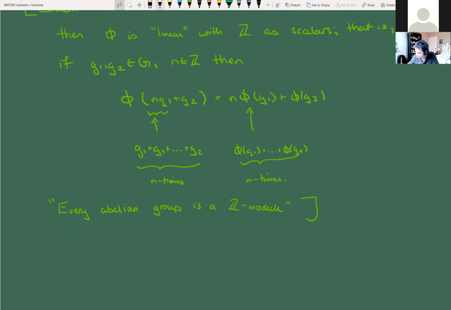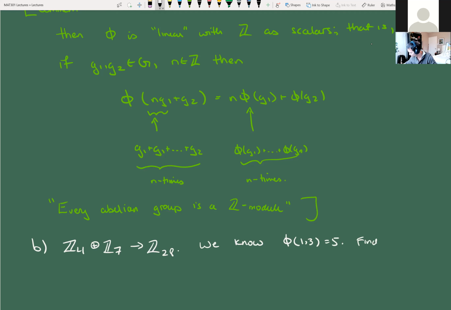Who knows? Okay, and let's try and see if we can do B together as a class as well, and then we'll actually dive into some of the fun stuff. So we've got a map from Z4 plus Z7 into Z28. Okay, we know that phi of 13 is equal to 5. Find the value which maps to 7, or find a value.